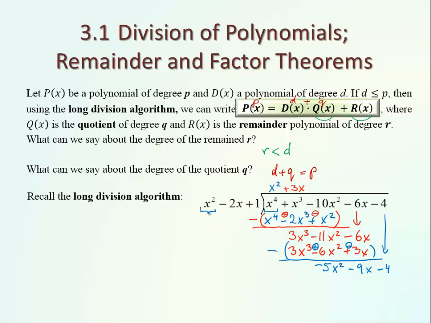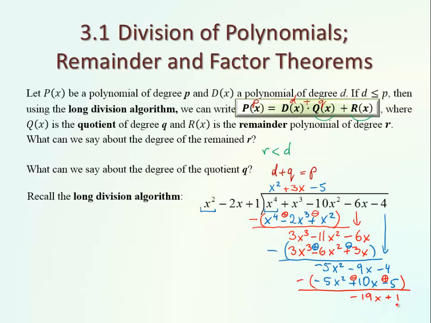One more time, x squared goes into it negative 5 times. Negative 5 times the divisor is negative 5x squared plus 10x minus 5. Again, we place the bracket around it and subtract. After subtraction, this is gone. This is negative 9 minus 10, so it's negative 19x. Negative 4 plus 5 is plus 1.